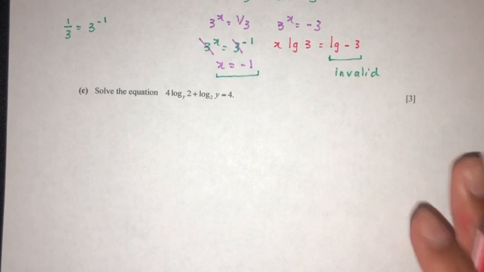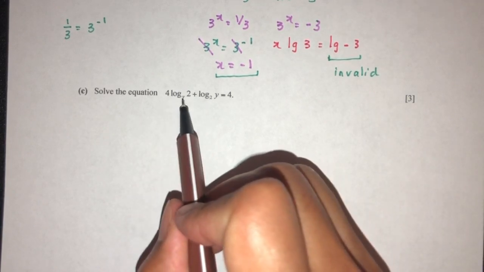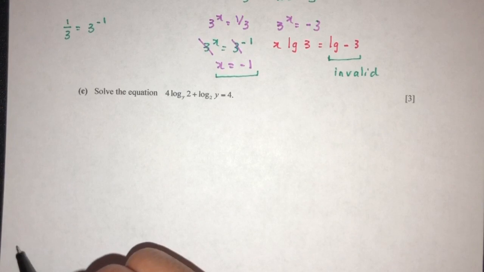Now for part C, we have to solve this equation, basically finding the value of y. So step by step, let's see what can we do. So here we have base of y. Here we have base of 2. So one thing we have to do here is change the base, make them become the same.